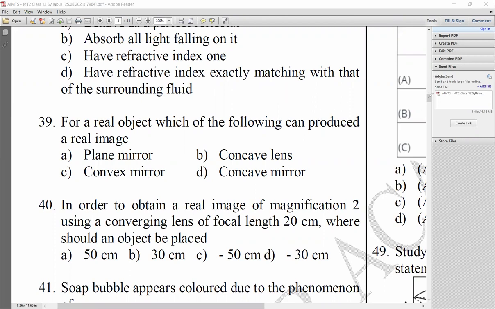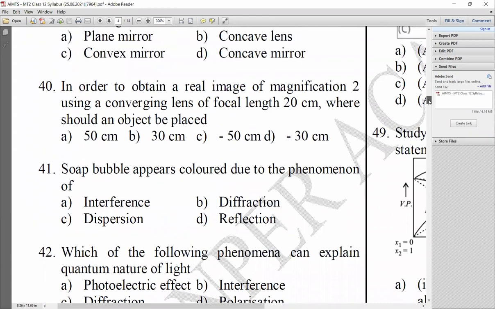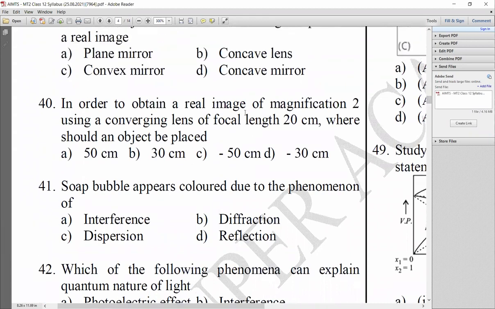Number 40. In order to obtain a real image of magnification 2 using a converging lens of focal length 20 centimeter, where should an object be placed? So M is given. Real image of magnification 2. So real image is always inverted, right? So magnification is what? H dash by H. So magnification will be -2, na? Because H dash will be inverted. So magnification is -2.